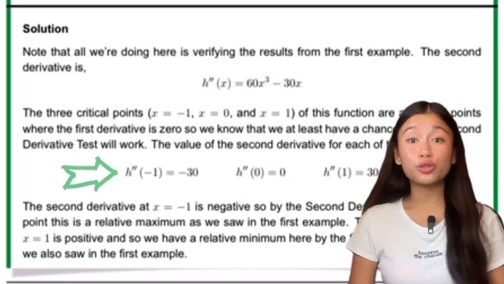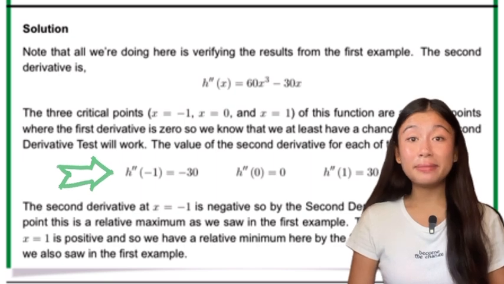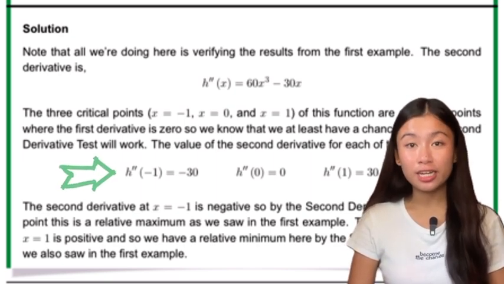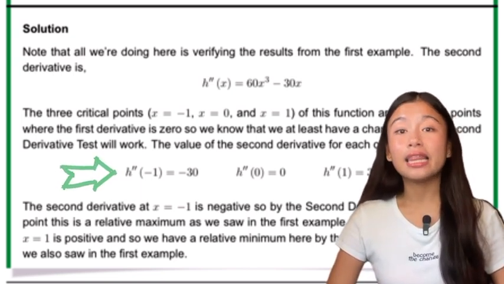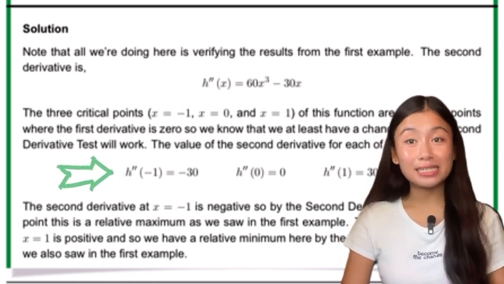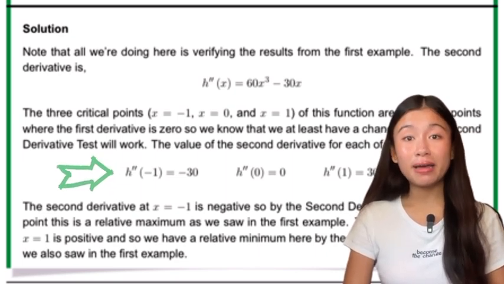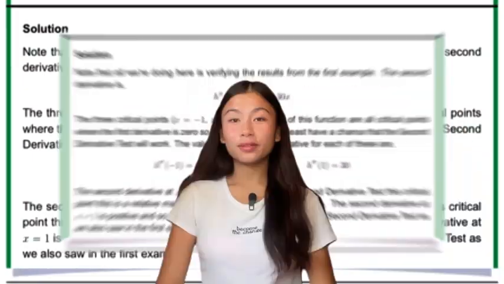At x equals 0, the test is inconclusive at this point. This means the second derivative test doesn't provide enough information to classify this point, and we might need another method like the first derivative test. And at x equals +1, the function is concave up, indicating a relative minimum at this point. There is a relative minimum because the second derivative is positive.